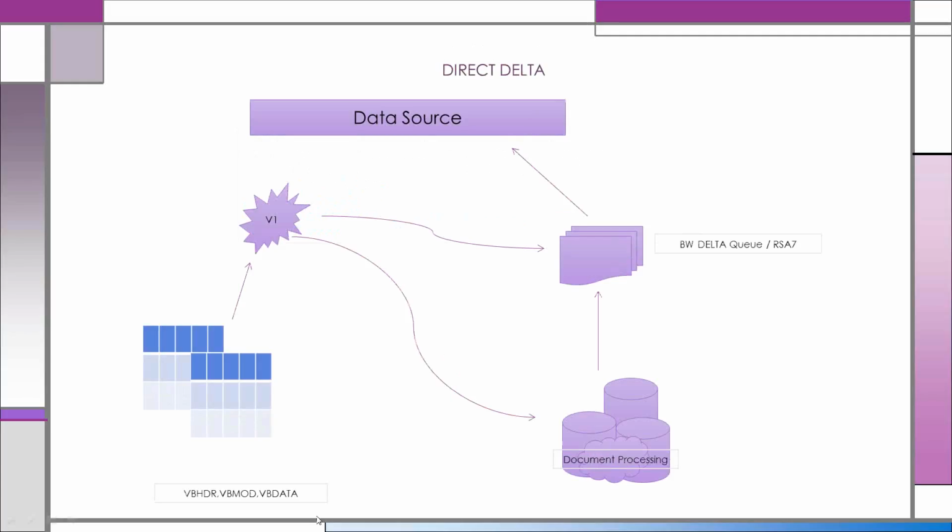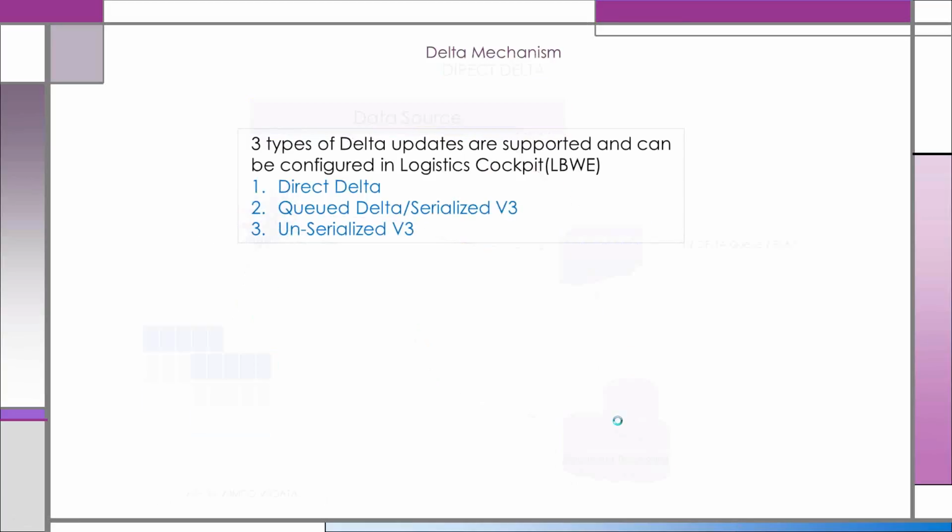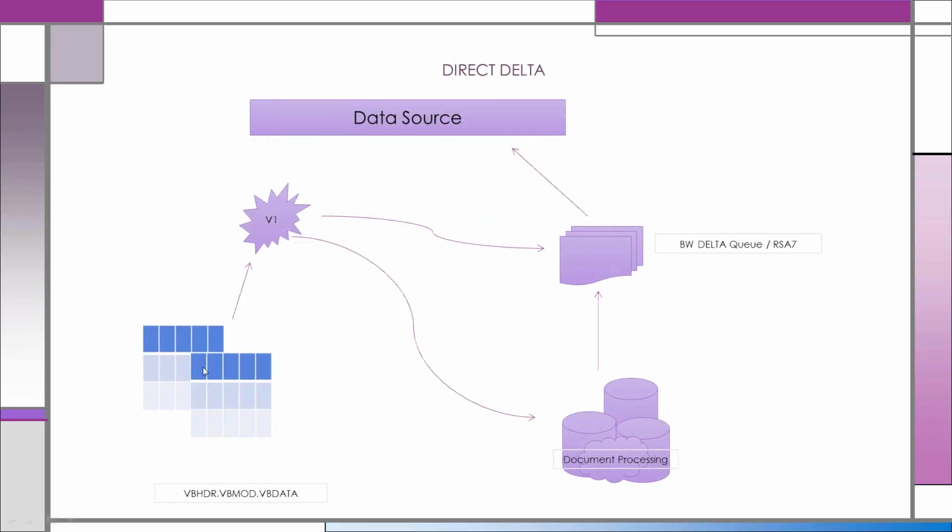This is the direct delta. What happens here is, whenever data is loaded from the application table, the data is moved into the V1 update directly. So direct delta means every time a document is created, the process is triggered, the data is loaded into the application table and then the delta queue, and from there the data goes to the data source. Okay, this is a direct delta.